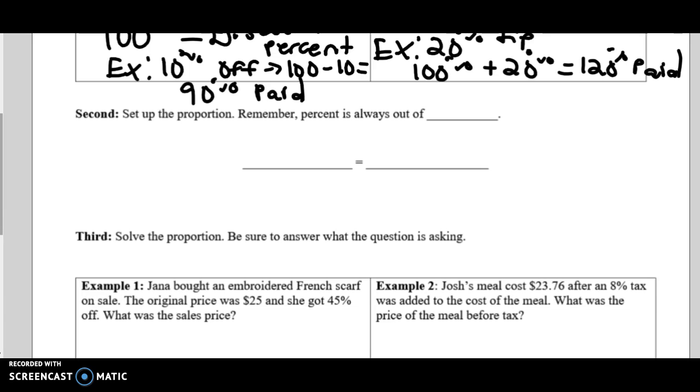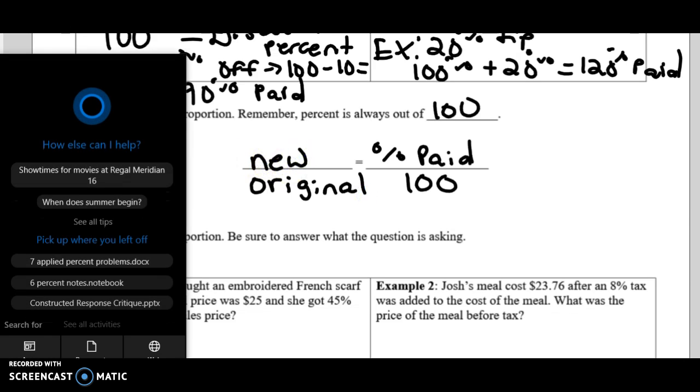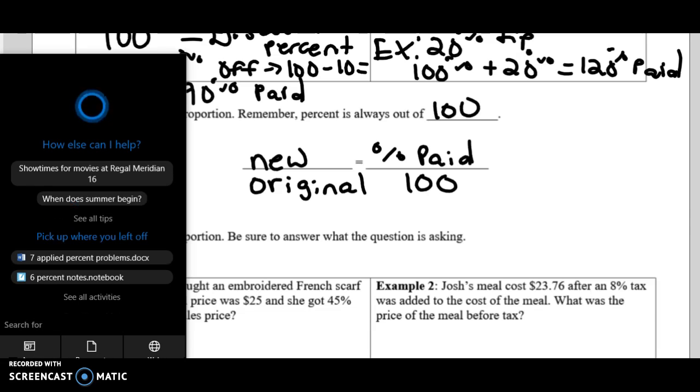After I figure out my percent paid, I need to set up my proportion. Remember, percent is always out of 100. This time, I can't just look at the problem and identify the percentage. I need to calculate the percent paid and put that over 100. And instead of is over of, or part over whole, my denominator is going to represent the starting amount, the original, and the numerator is going to be the new price. That would be like the sale price or the amount that you spent on the entire meal.